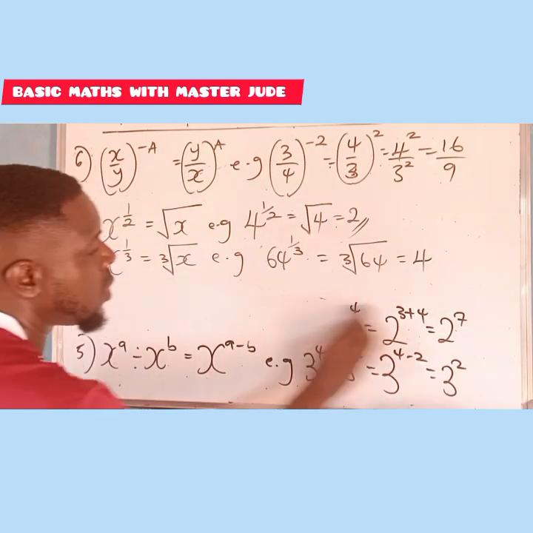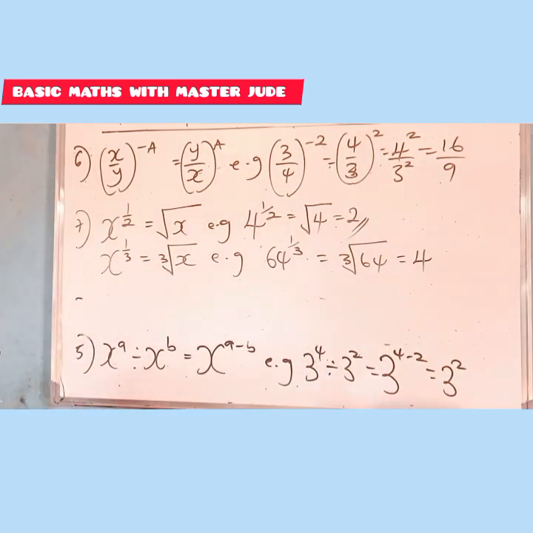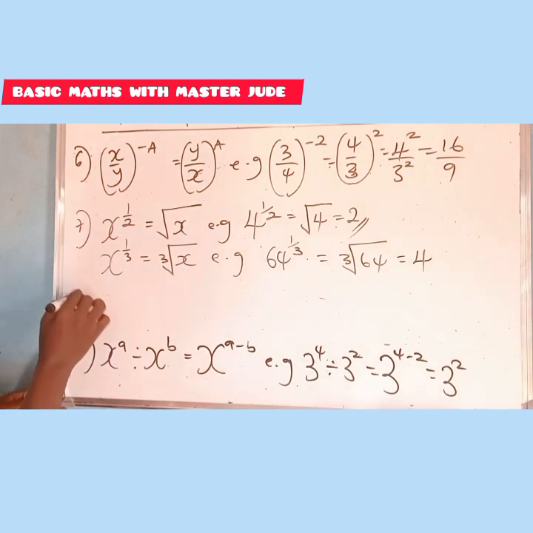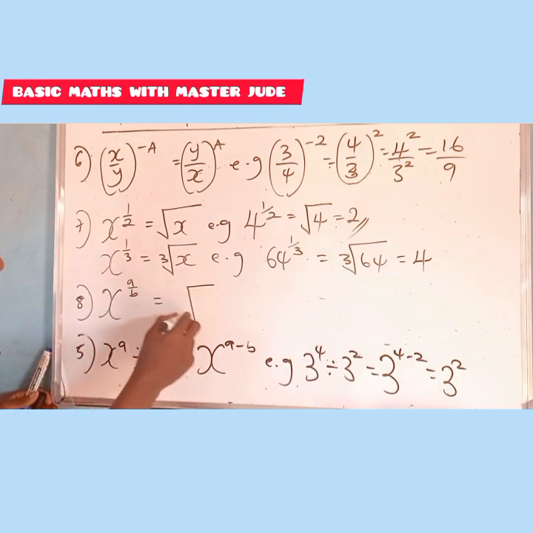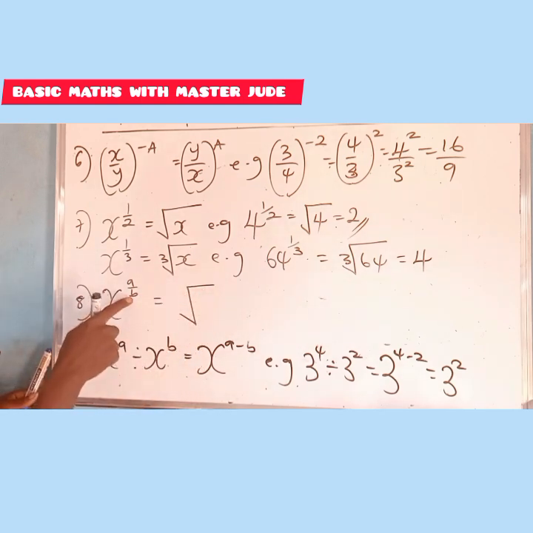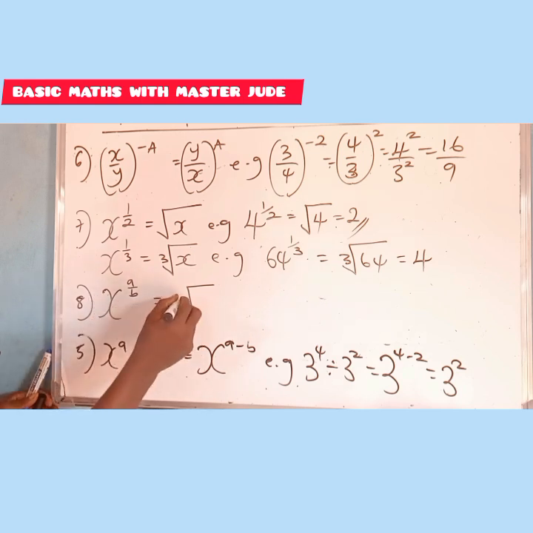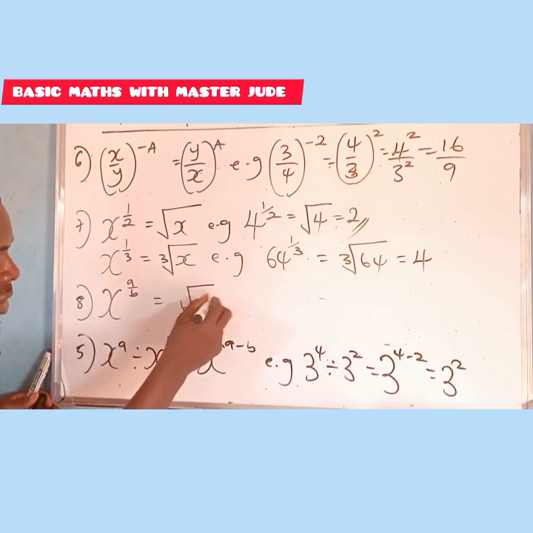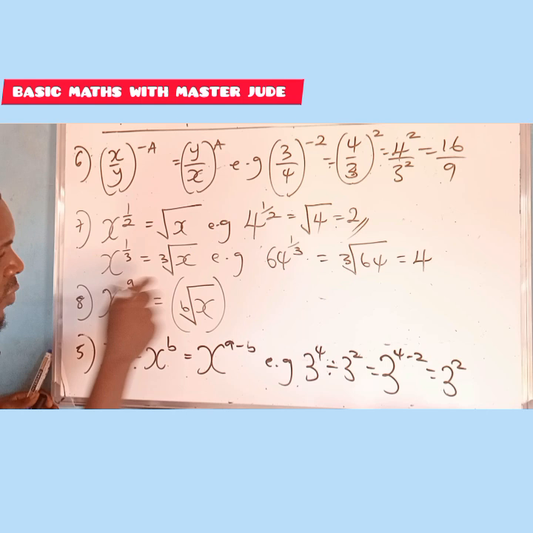So let's take the last law. Now look at this law. This law says number 8. If you have x raised to power a over b. Now look at what I'm doing. I will draw a square root, then this b, the denominator will come outside, this x will be inside the square root, then bracket raised to power a.